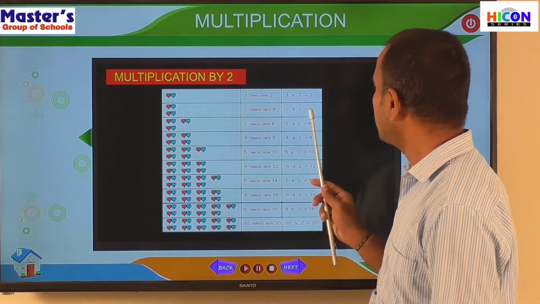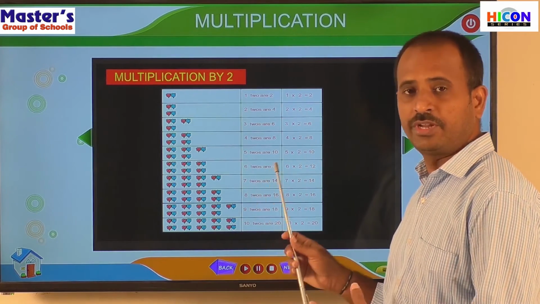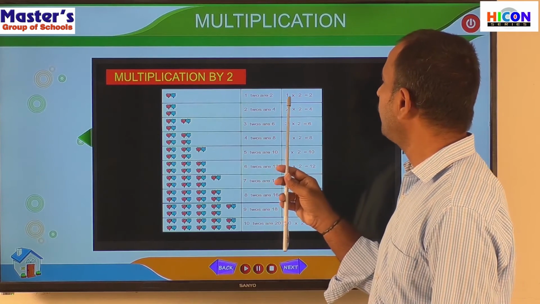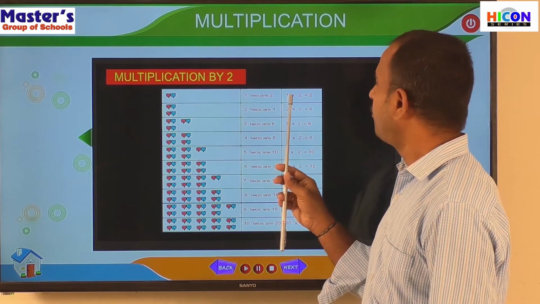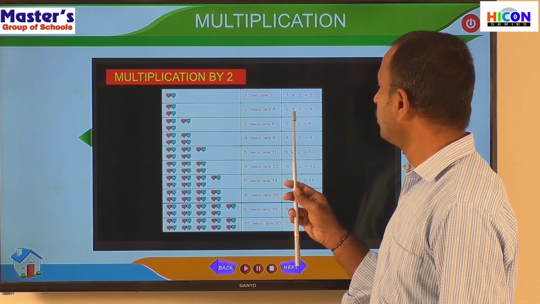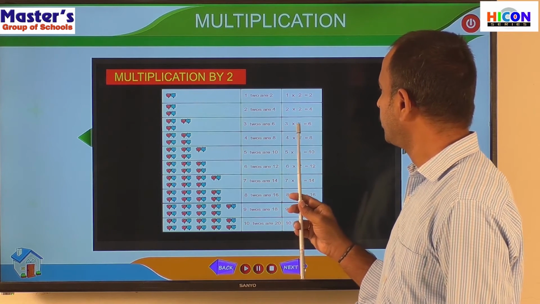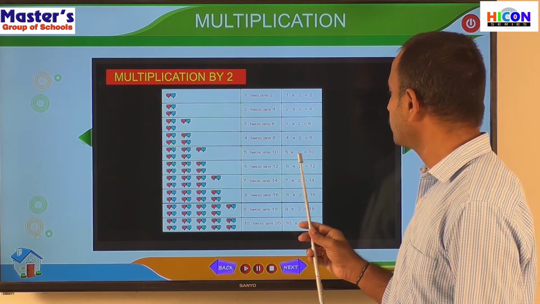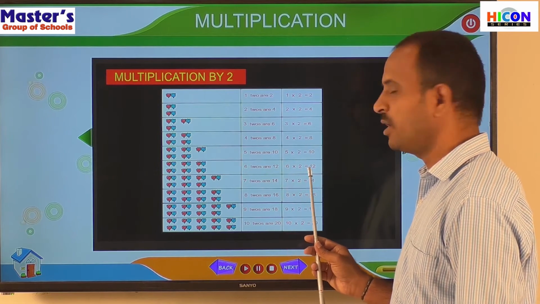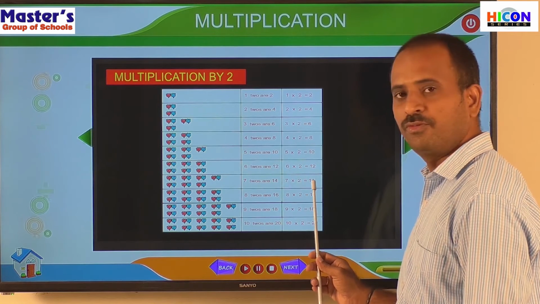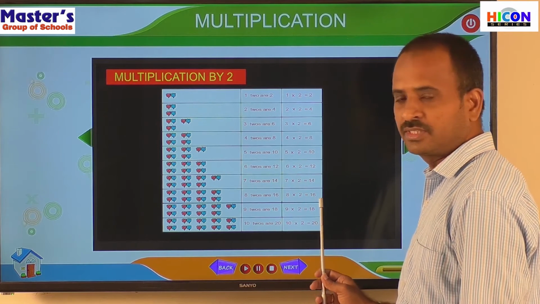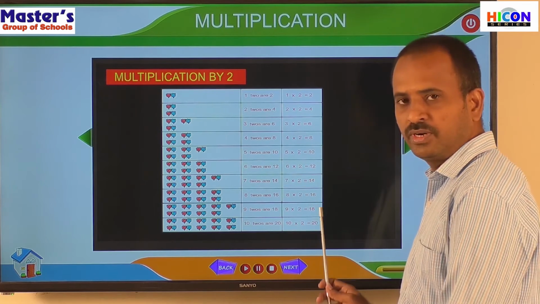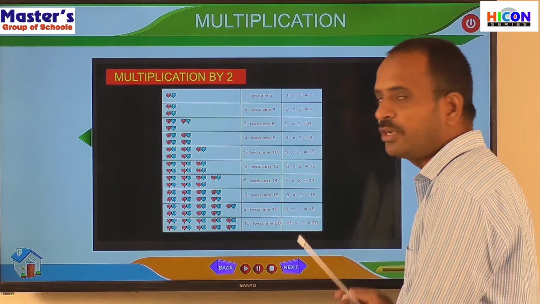So we can also call it the second table or the table of 2. The table of 2 can be read as: 1 two is 2, 2 twos are 4, 3 twos are 6, 4 twos are 8, 5 twos are 10, 6 twos are 12, 7 twos are 14, 8 twos are 16, 9 twos are 18, and 10 twos are 20. So children, this will be the table of 2.